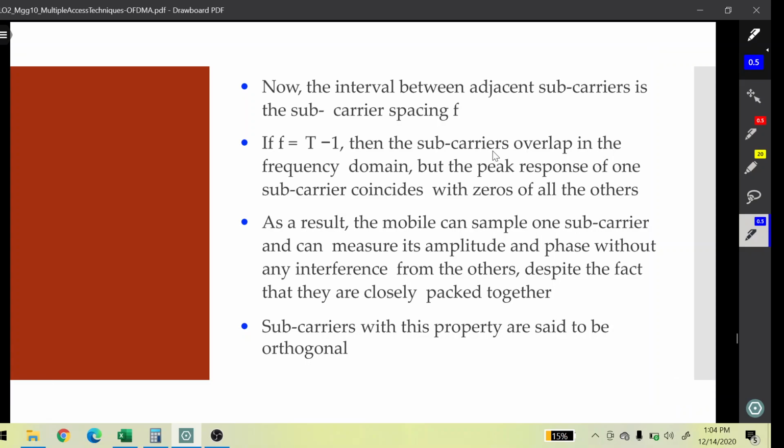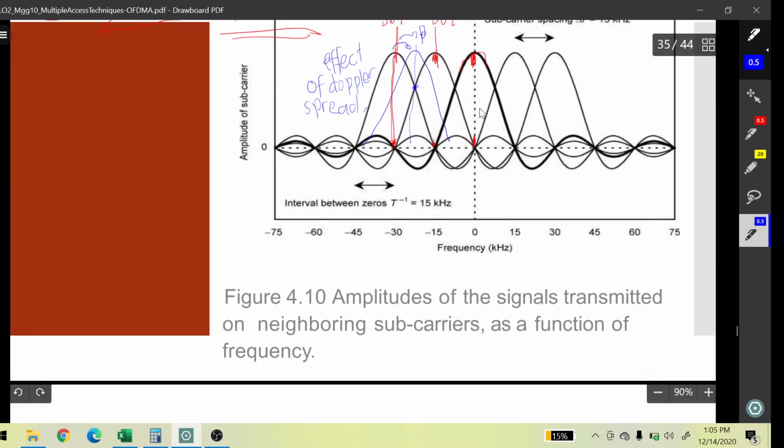Now, if we are looking at this, the subcarriers overlap in the frequency domain, but the peak response of one subcarrier coincides with zero of all the others. It means that it reaches zero when the peak frequency happens at that subcarrier. When the subcarrier over here is at its peak value, at this point the other subcarrier has reached zero in its frequency response.